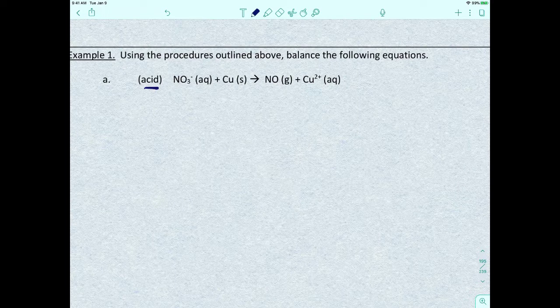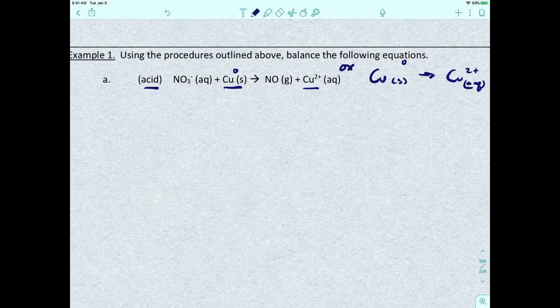Copper is a dead giveaway because copper's oxidation state is 0 on the left-hand side and copper 2 plus on the right-hand side. So right off the bat, one half reaction is going to be copper going to copper 2 plus. Now, since copper is going from 0 to 2 plus, it's losing electrons. So copper has to be oxidized. Now, what about the species that's being reduced?